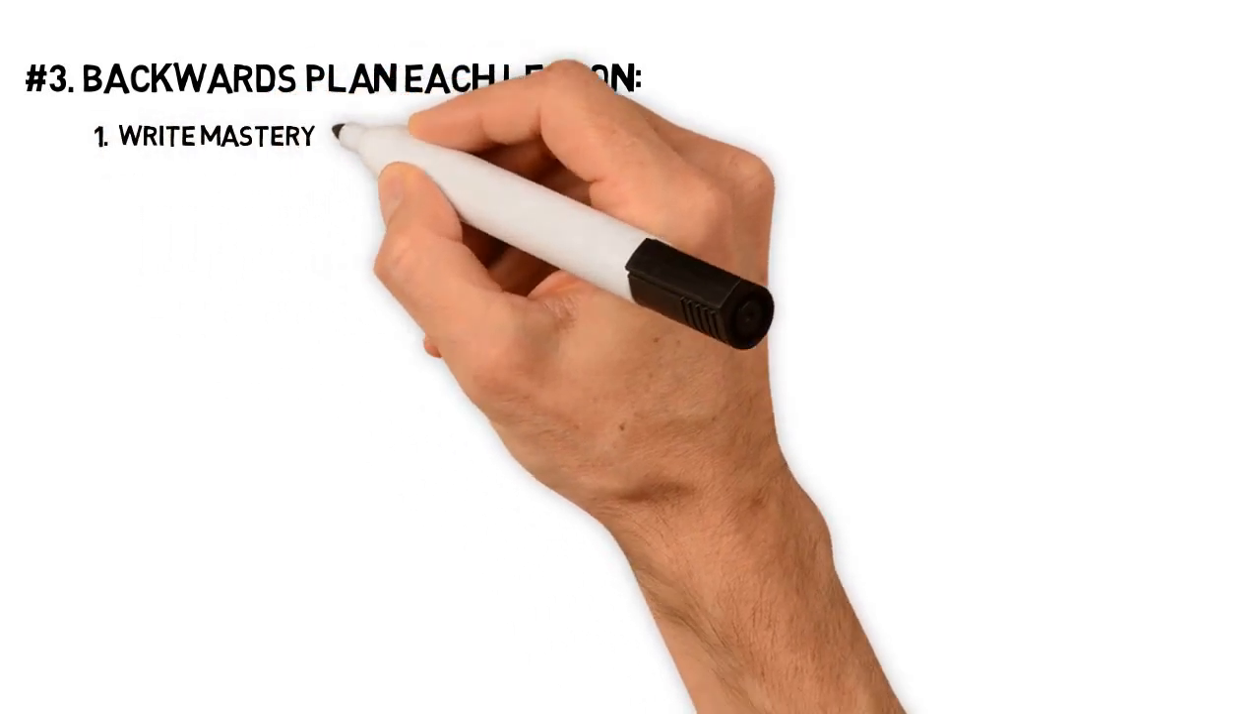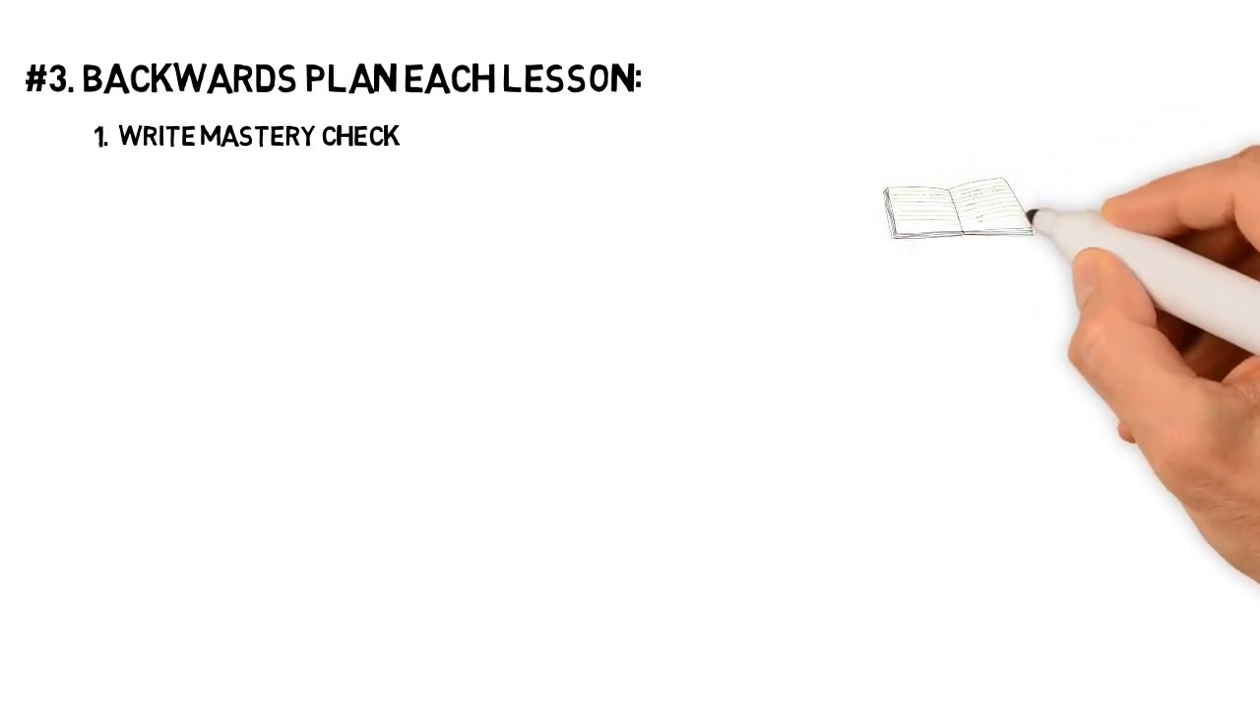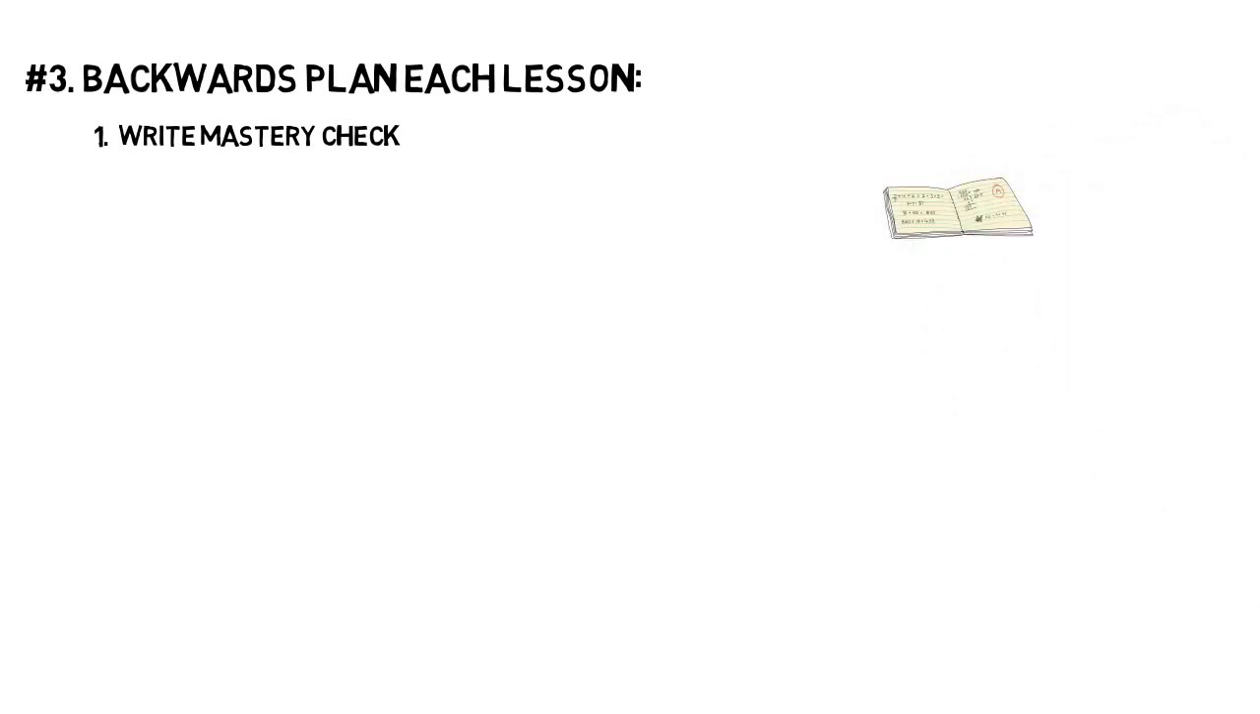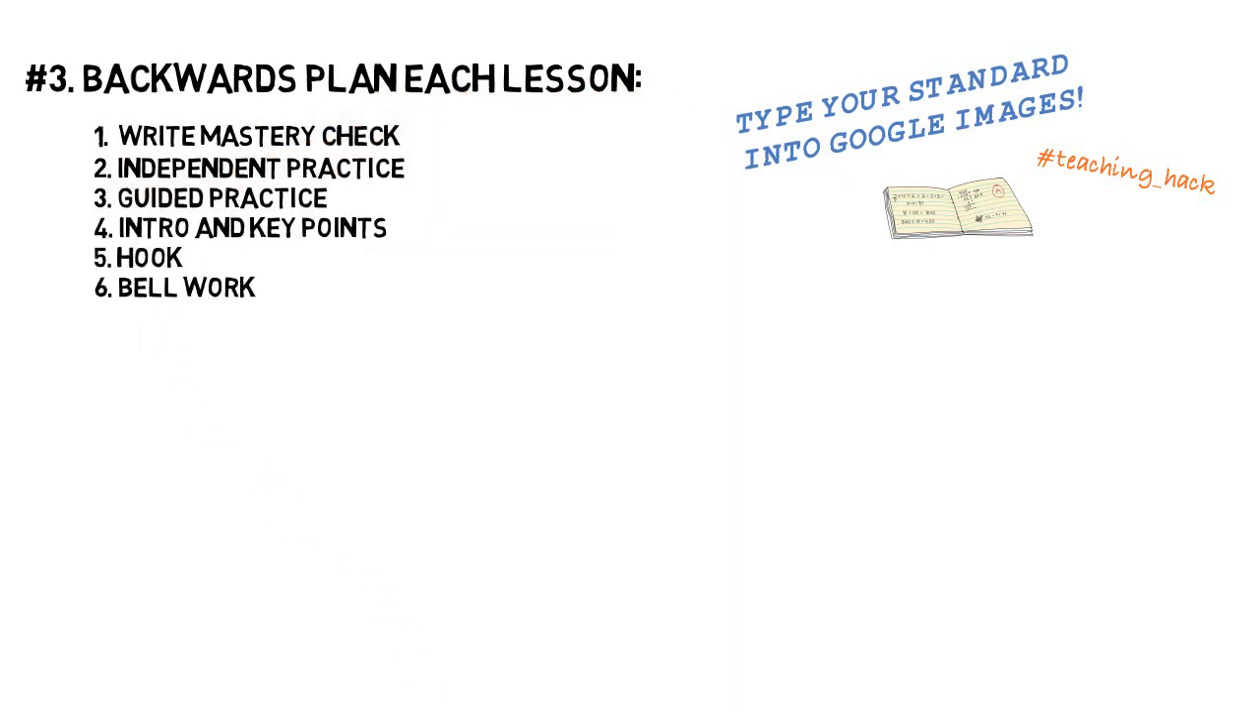And always start with the mastery check. And make sure the mastery check is as closely aligned to the state assessment as you can. And to help see what's on the state assessment, I like to put my standard into Google Images just to get additional ideas. Once you've written the mastery check, then work backwards in your lesson.